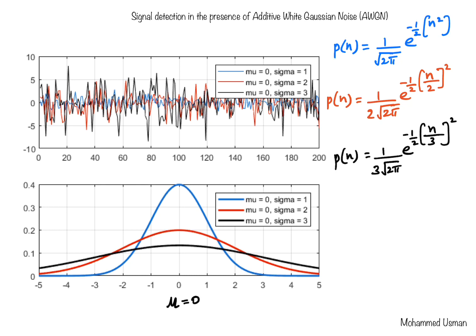So you see that for the red case, the probability of the noise amplitude being 0 is 20%, which has reduced from 40%. That means instead of 40% of the time the noise amplitude being 0, we will now have only 20% of the time that the noise amplitude will be 0.